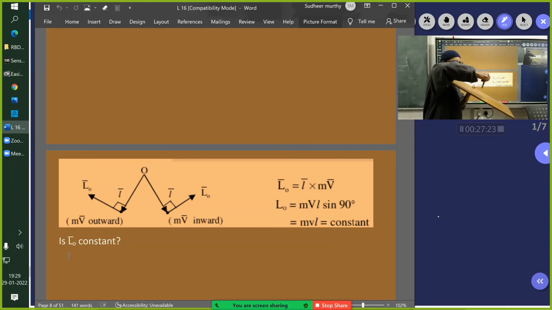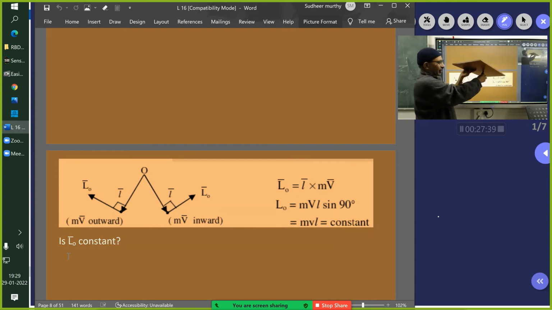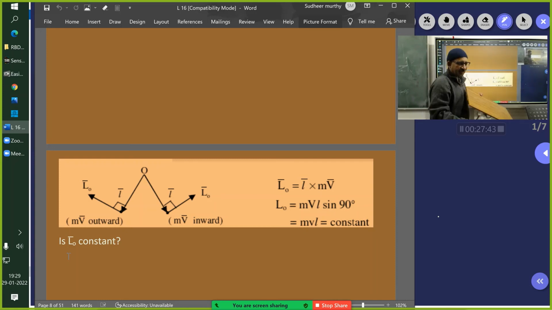So L bar cross mv bar: the screwdriver will turn into the board, so I will get a vector which is going into the board. And this is the direction of what? The L naught bar. At this position. And this L naught bar will travel perpendicular to this plane. But it is always changing, changing in direction. I hope all of you got it.